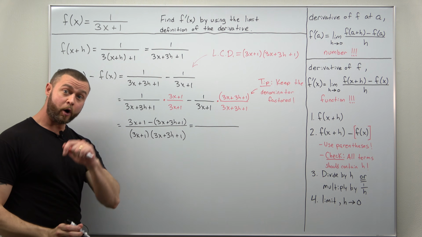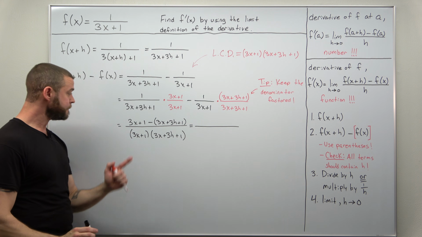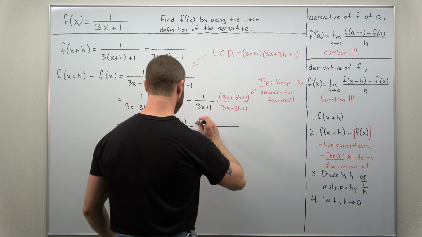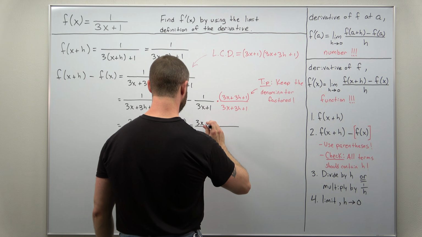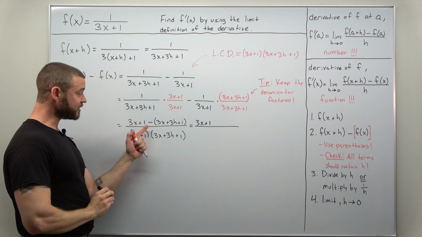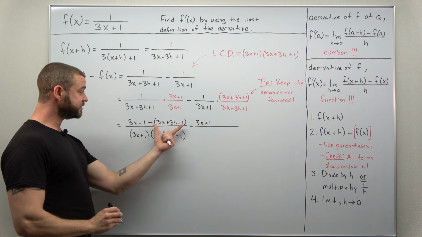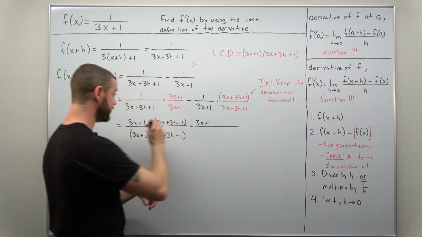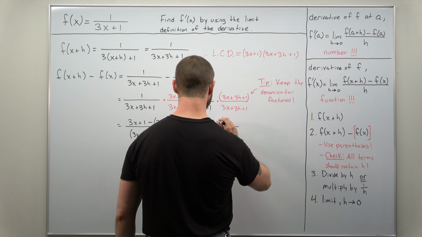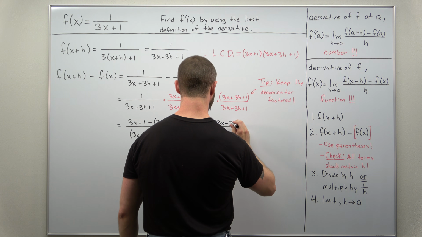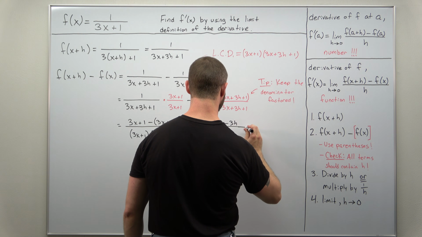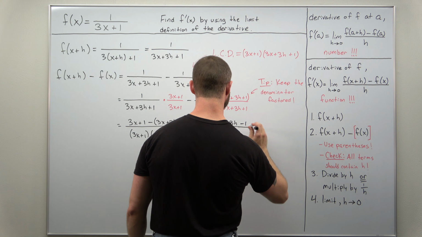And I'm just going to write all this out. Again, we're taking our time. So we have 3x plus 1. And now that subtraction sign, we're going to use it and distribute through the parentheses and change all the signs of the terms in the parentheses. So minus 3x minus 3h, and then minus 1.